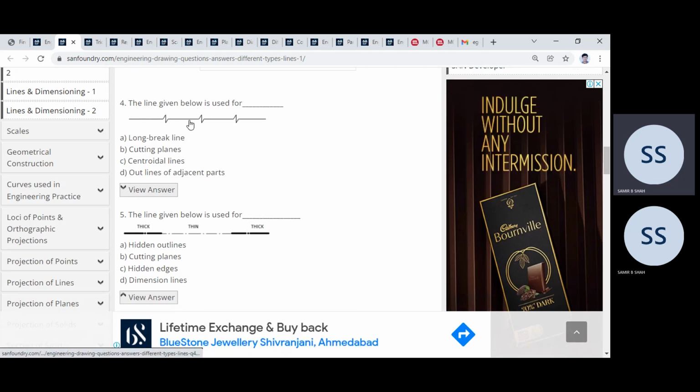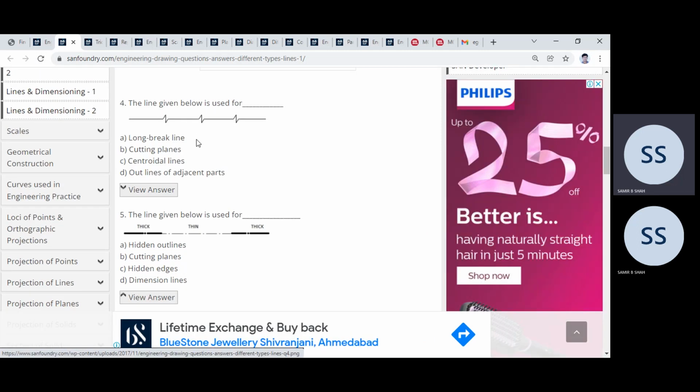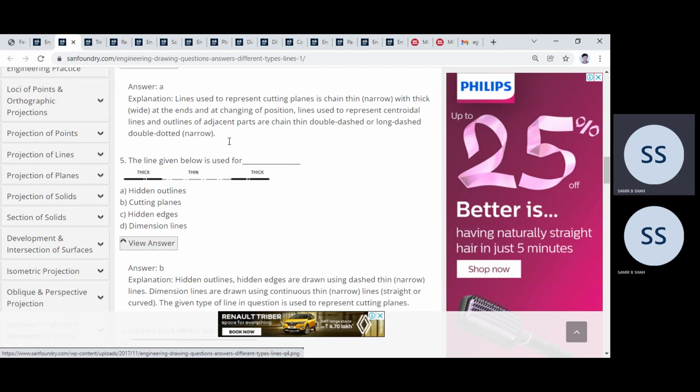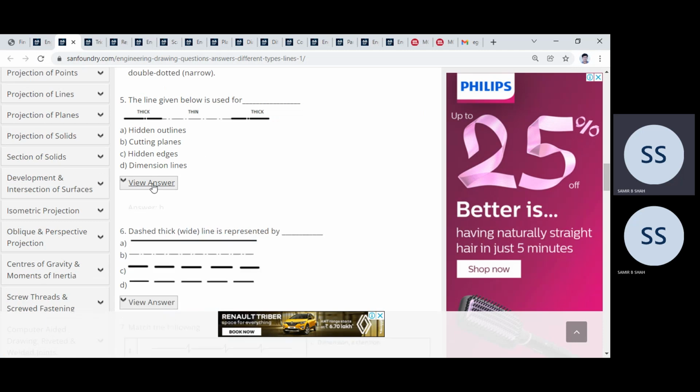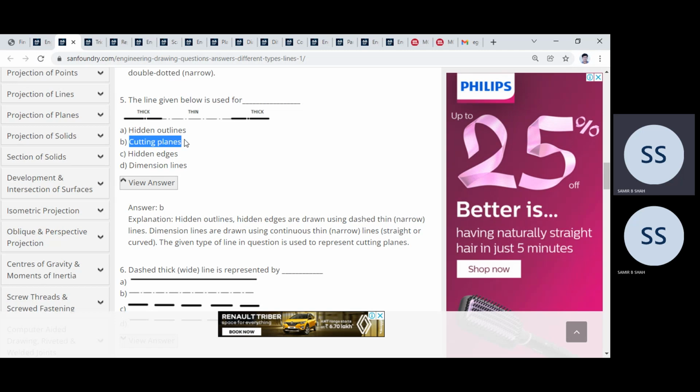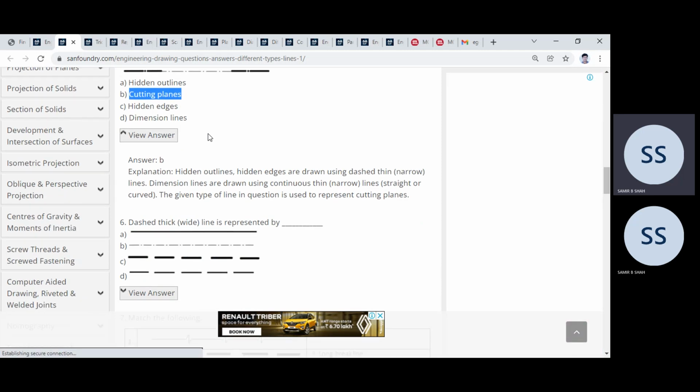Give me the answer: the figure below is used where? It's a very easy question. This kind of symbol is used for the long break line. In the same way, the next line may be used in cutting planes, which we discuss in the section on solid and orthographic projection. At that time, to cut the portion, we prefer to use this kind of line.